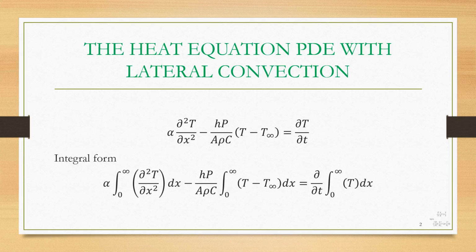The heat equation we're going to deal with today is the one where there is natural convection along the sides of the metal rod. The heat equation is stated in slide 2 above, but to use the integral transform, we have to transform this heat equation PDE into an integral form, which is given there with the limit from 0 to infinity, since the metal rod we're going to deal with is semi-infinite.